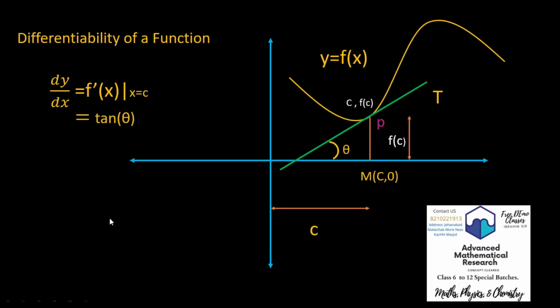Now let's move further. As we said, dy upon dx is nothing but the slope of the tangent line T at a point P whose coordinate is (c, f of c).